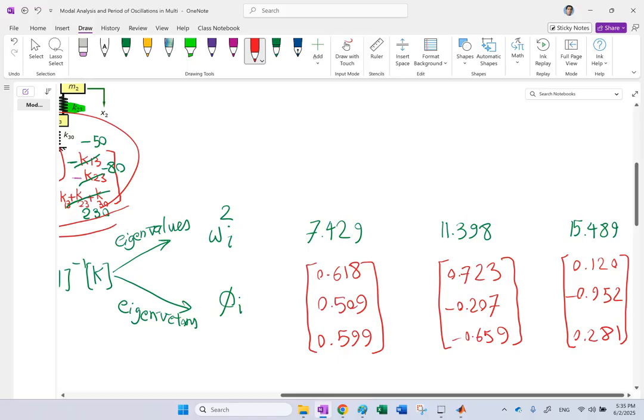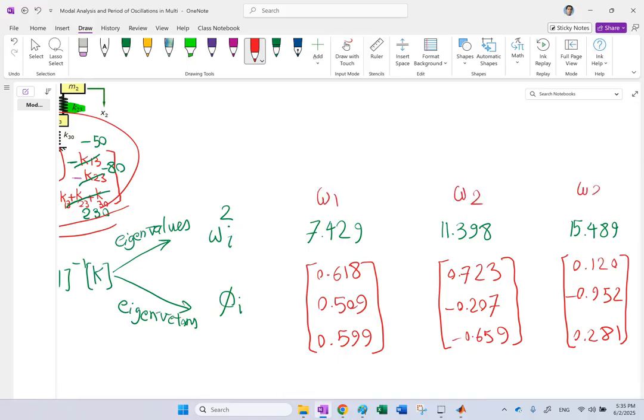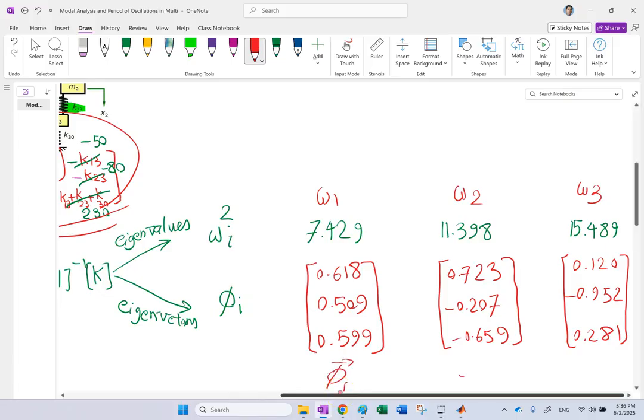Okay, so these are omega 1, omega 2, omega 3. And these are the mode shapes, phi 1, phi 2, and phi 3. So we found the natural frequencies and the mode shapes for each natural frequency. Clearly you see that the frequencies are always in an increasing order.